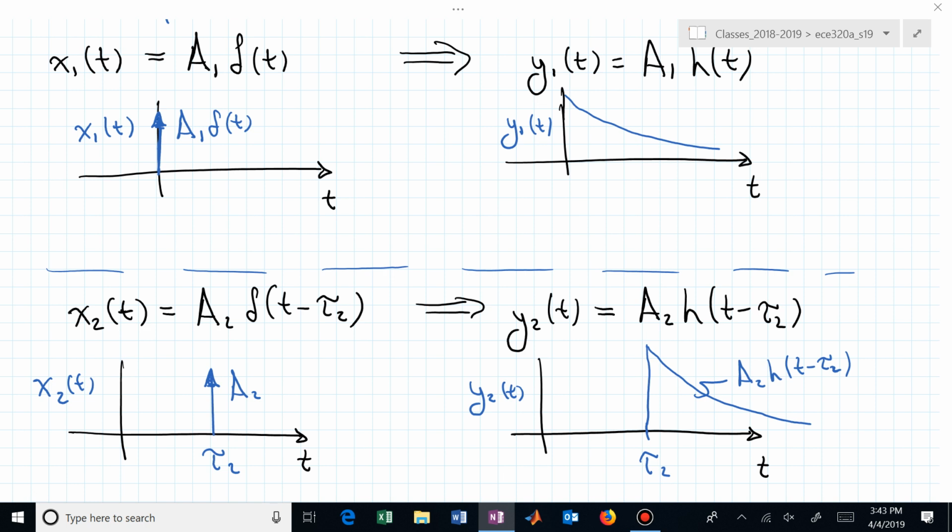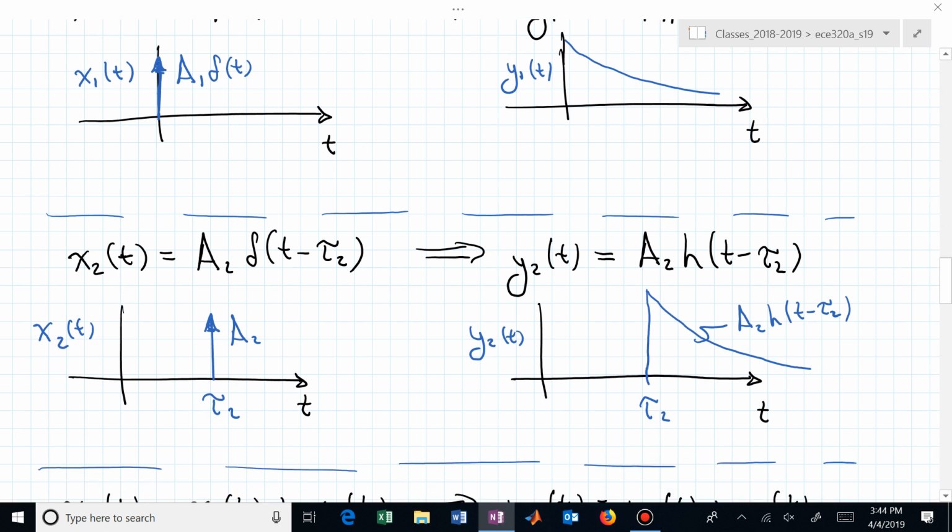We're saying that as soon as you hit the system with an impulse that has weight a sub 2, then you're going to see the impulse response delayed by that same amount, t minus tau sub 2, scaled by a sub 2. If you bought the first picture, you better buy the second picture. And now you're comfortable buying anything I'm selling, I hope. Because now, let's go one step further.